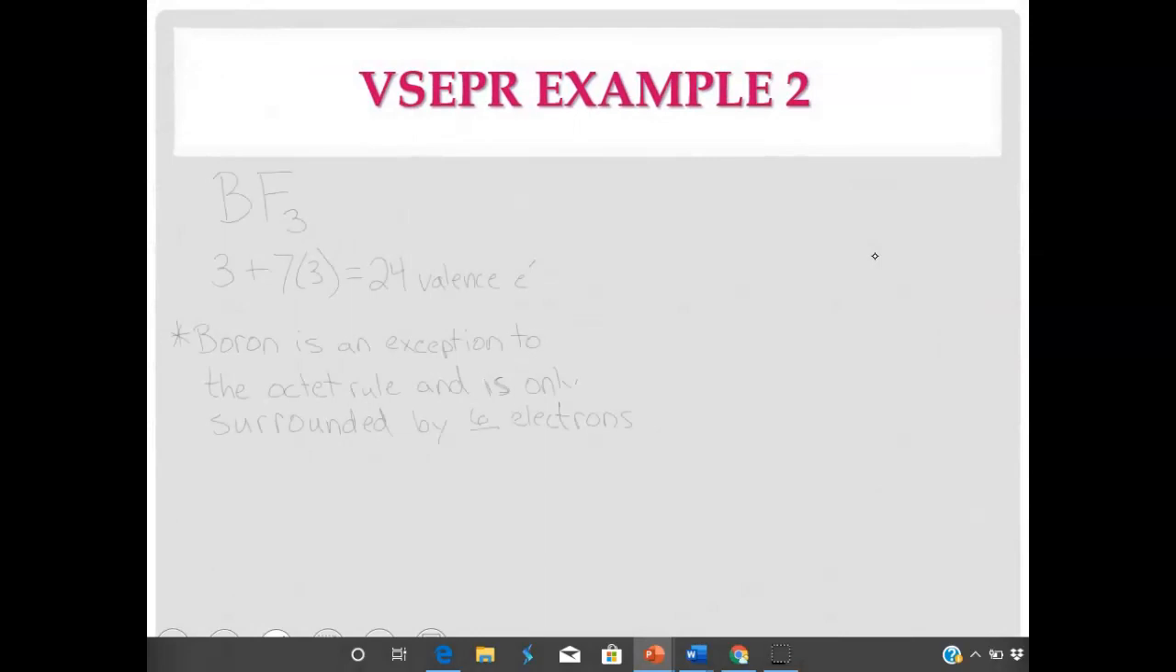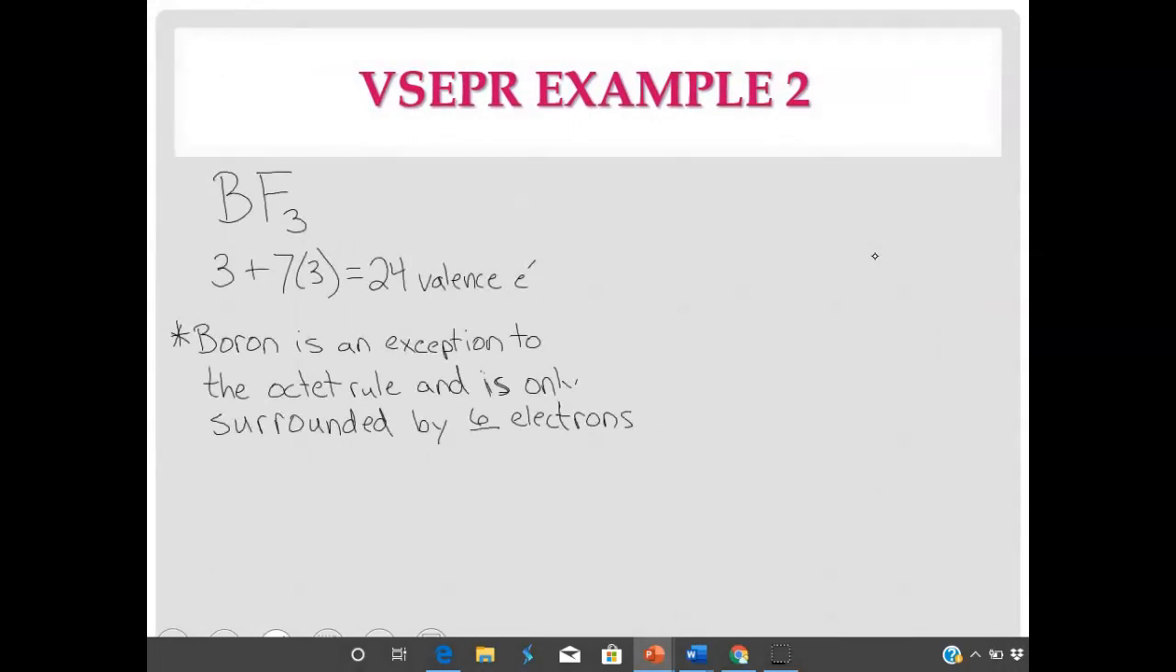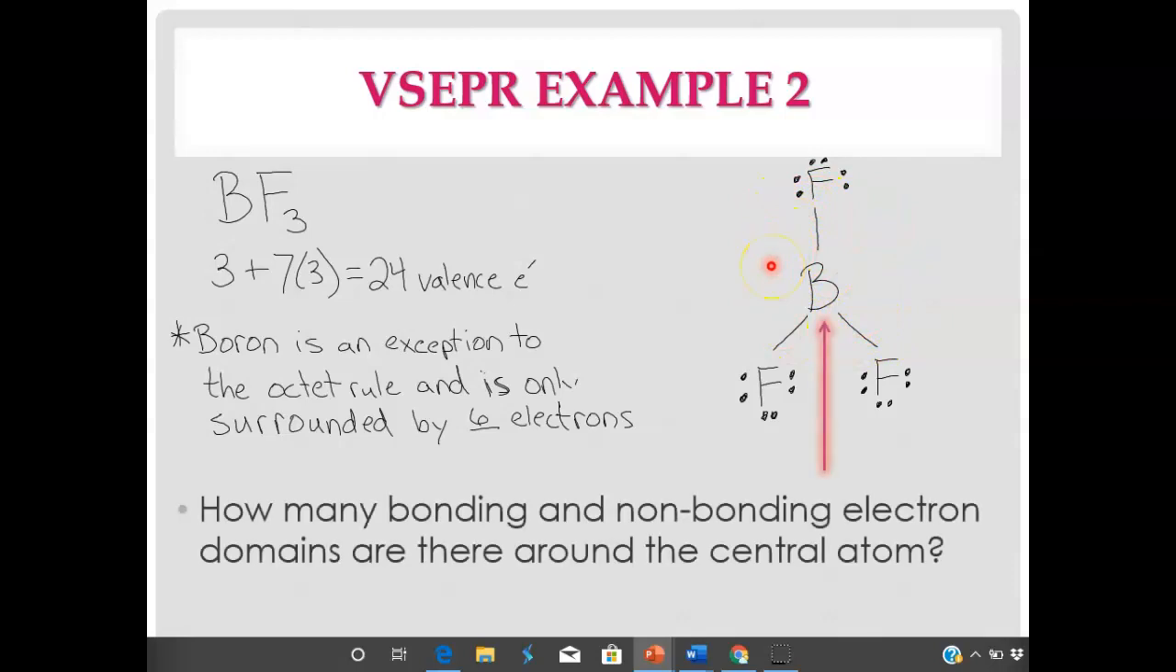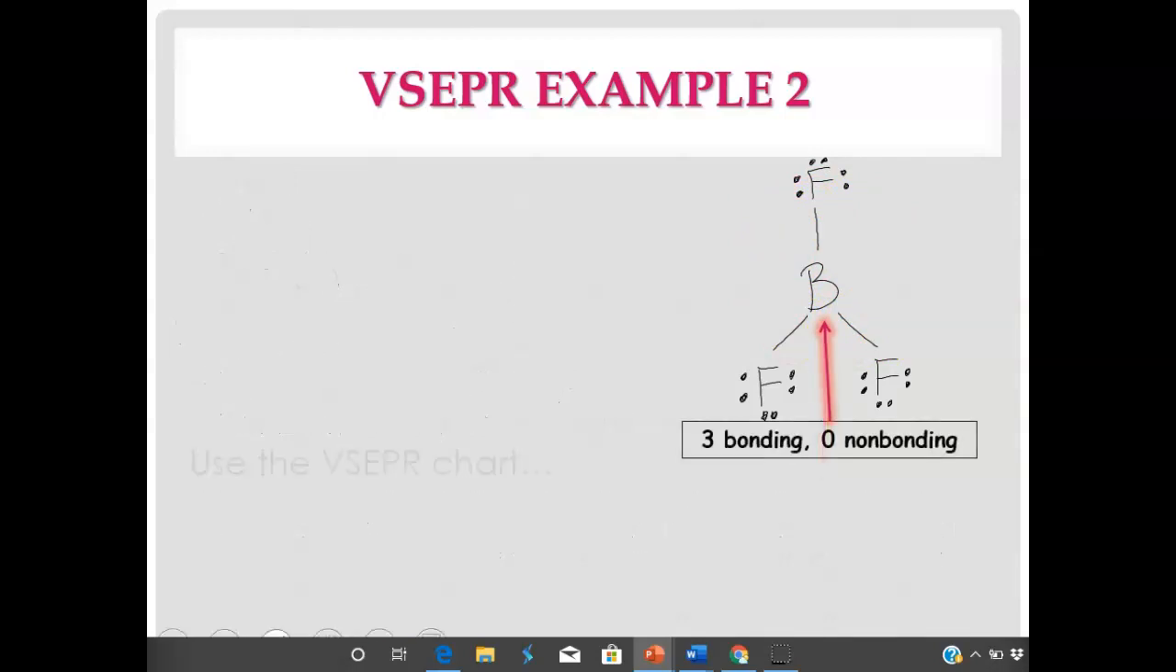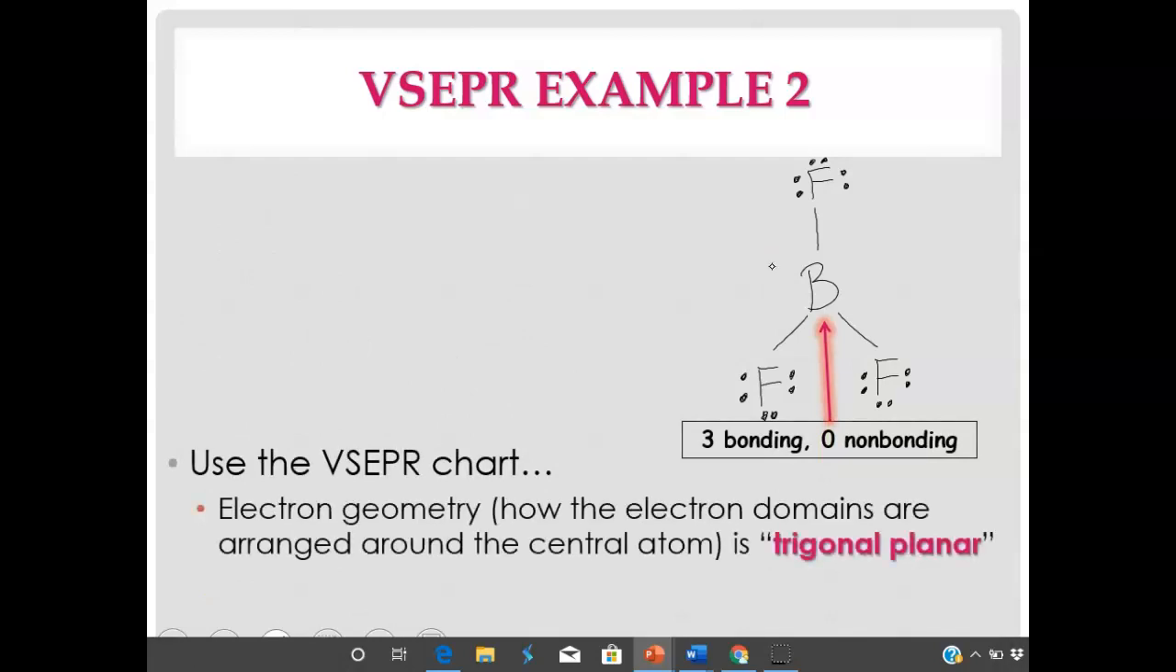Okay, so let's take a look at number 2. BF3. You're going to have 24 valence electrons. Boron is an exception to the octet rule because it will only have 6 valence electrons. There's 2, 4, 6. So we have 3 domains and 0 lone pairs. So the VSEPR, we look at the VSEPR chart and we'll see that it's trigonal planar.